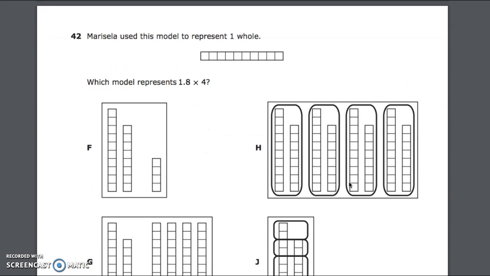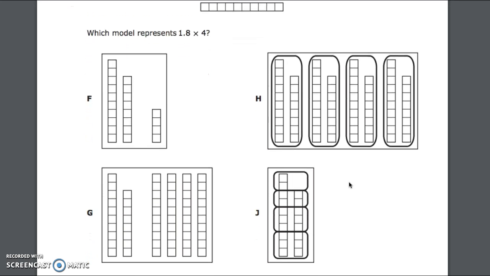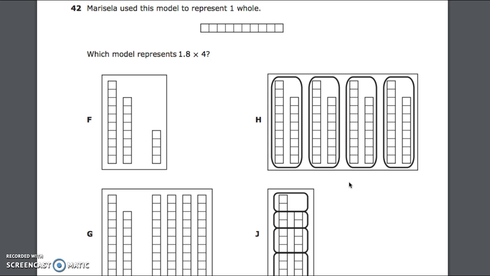Number 42. Maricela used this model to represent one whole. Which model represents 1 8/10 times 4?